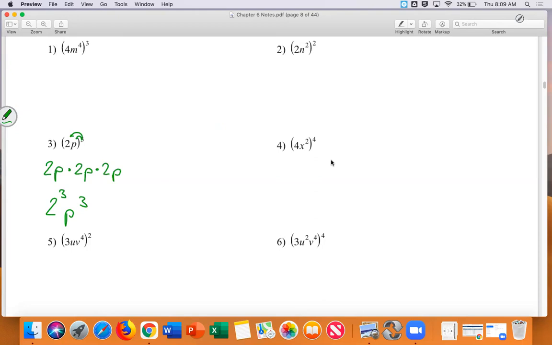Now let's look at number 1. How can we apply what Kanye was talking about in number 3 to number 1? Well, we're just going to distribute that 3 to each of the 2 things inside that. So we have 4 to the 3rd, but m to the what power? So what would it be? 12, because we're going to do 4 times 3. Are you okay with that?